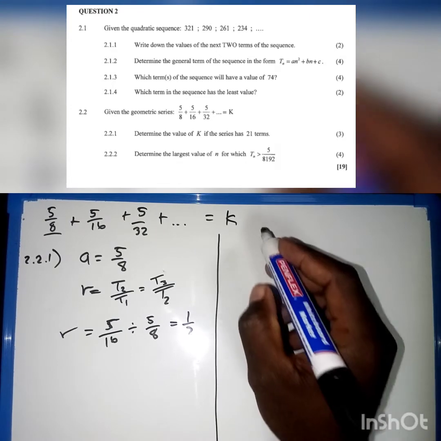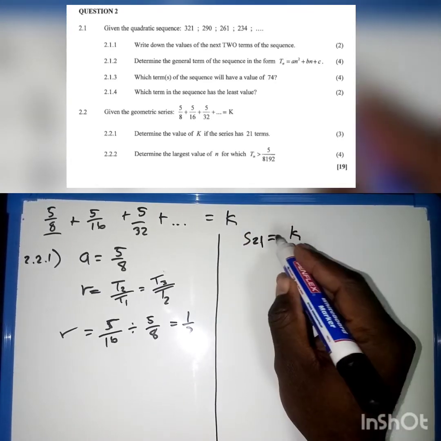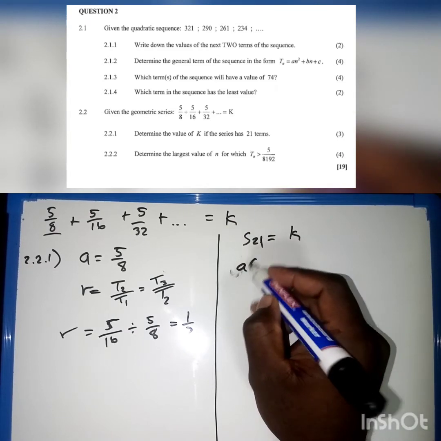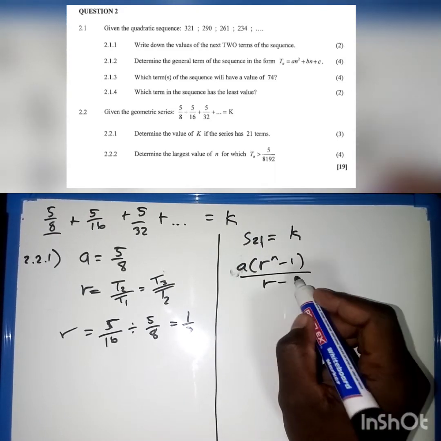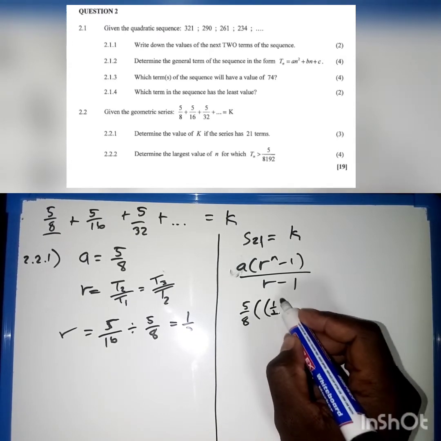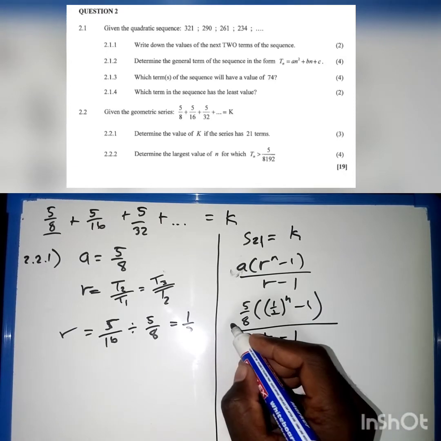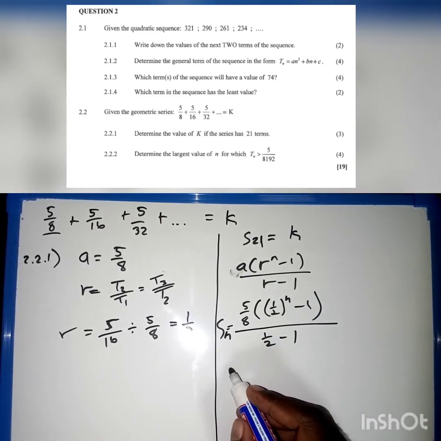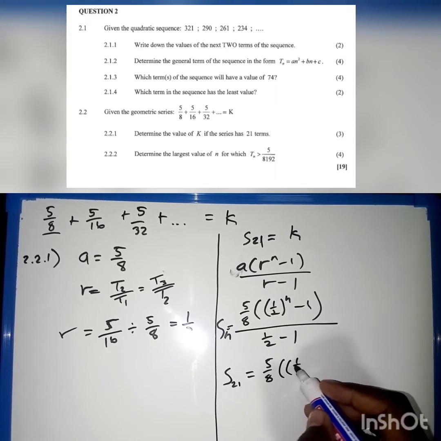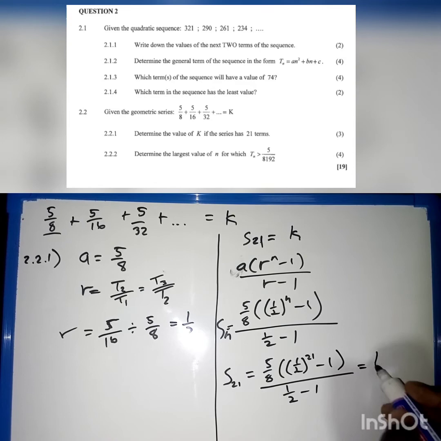So to find the value of k, we'll say Sn is equal to k. The sum of the 21 terms is equal to k. We know our formula for this will be Sn = a(rⁿ - 1)/(r - 1). Our a is 5/8, we found that. Our r is half, so (1/2)ⁿ - 1 divided by 1/2 - 1, and this is our Sn. So for S21, the sum of the first 21 terms so that we can find the value of k, will be 5/8 times ((1/2)²¹ - 1) divided by (1/2 - 1). So we put this in our calculator and then we'll find the value of k.